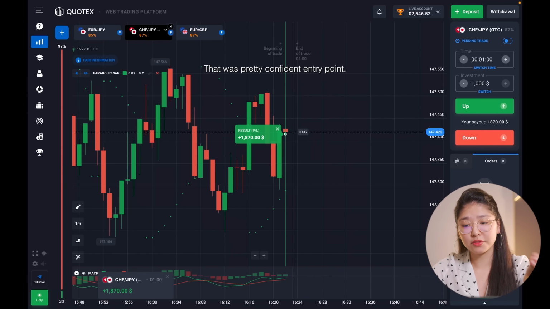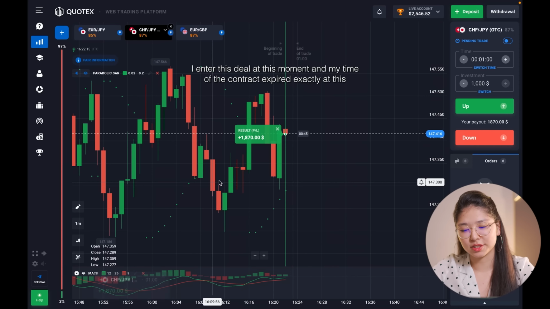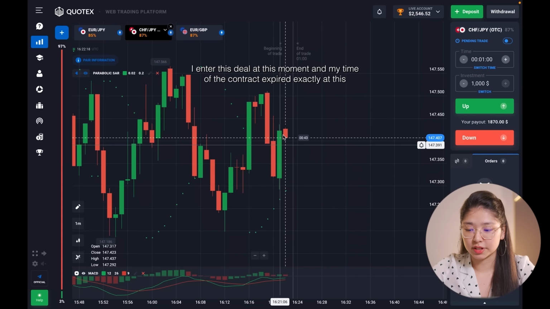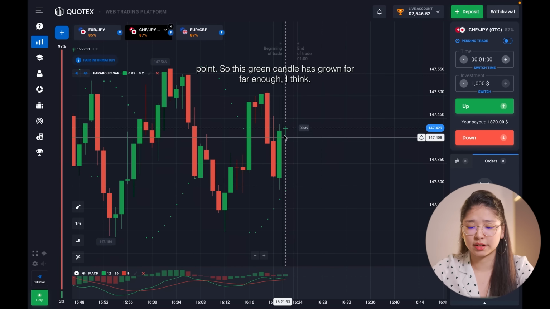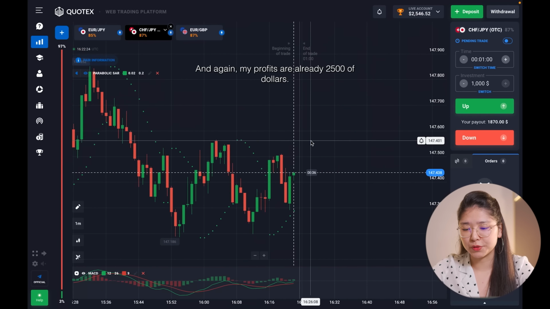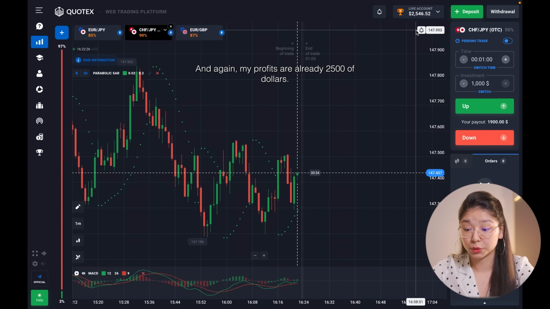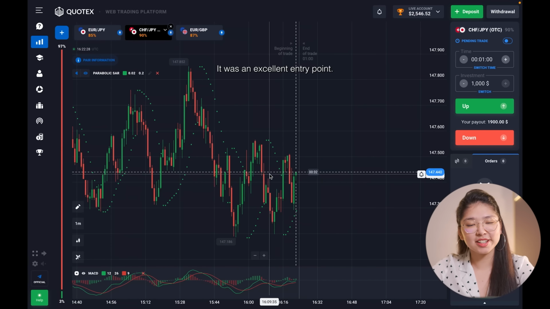Awesome, that was a pretty confident entry point, and I ended this deal at this moment, and my time of a contract expired exactly at this point. So this green candle has grown far enough, and I think that again my profits are already $2,500. It was an excellent entry point.